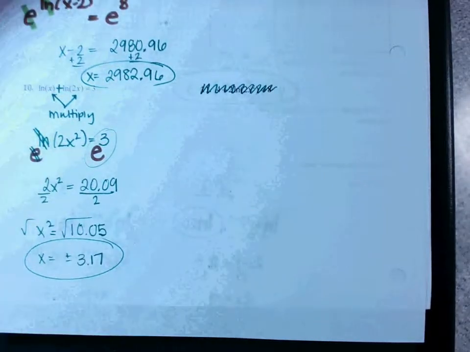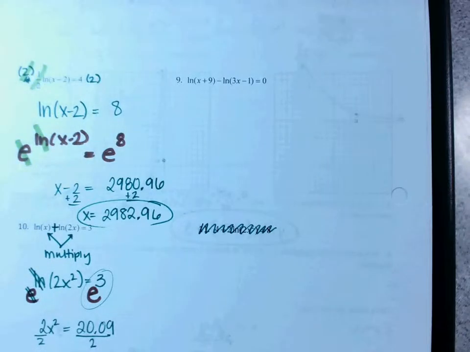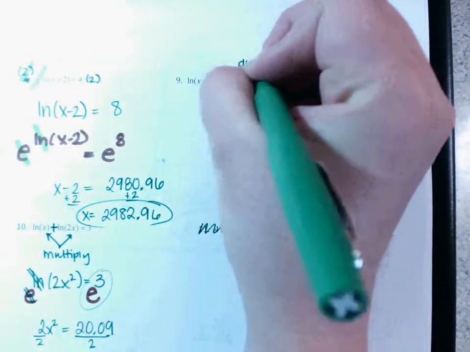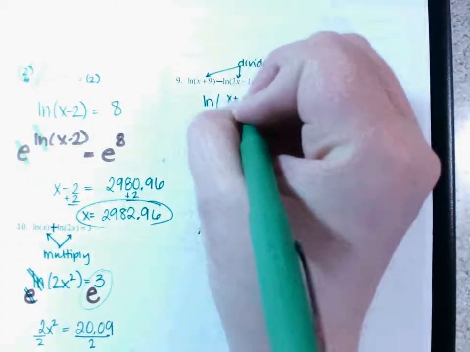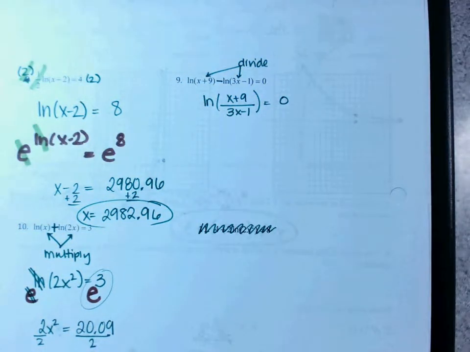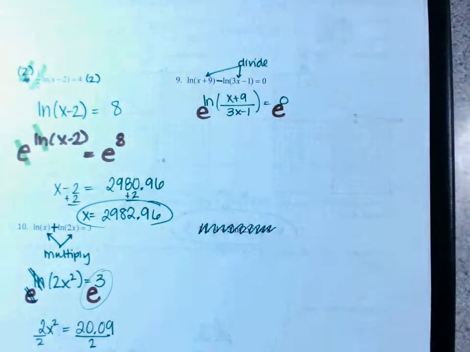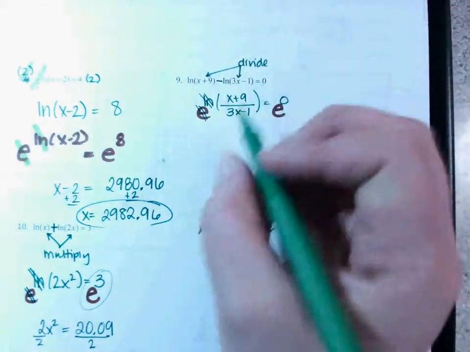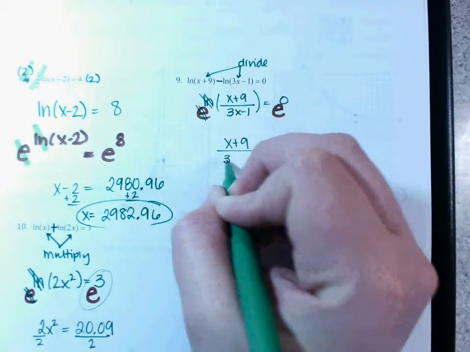Last one we'll do together is 9, and then you'll have like 3 left. Okay, number 9. It's a minus in the middle. What do you do? Divide. So I would have the ln of x plus 9 divided by 3x minus 1. Remember, if it's two easy things, you can just divide them. But if it's not, then you'll make a fraction. Then from there, how do I get rid of ln? E both sides. And then e and ln are going to do what with each other? Cross out. So you'll have x plus 9 and 3x minus 1.